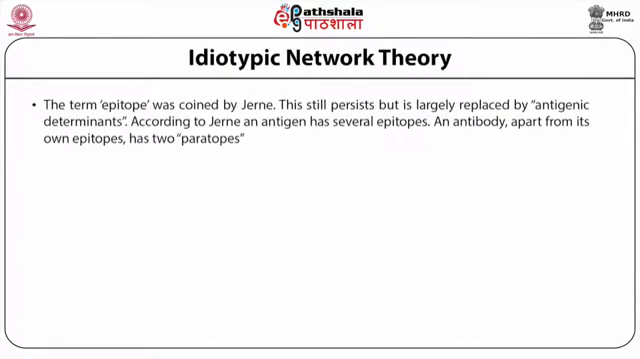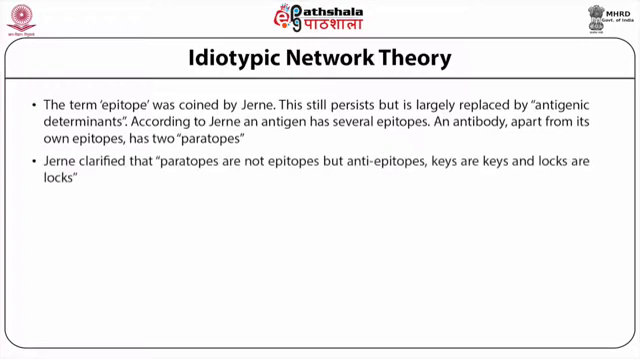The term epitope was coined by Jerne. This still persists but is largely replaced by antigenic determinants. According to Jerne, an antigen has several epitopes. An antibody, apart from its own epitopes, has two paratopes. This term has fallen out of use now, but one may come across it in old textbooks and literature. The paratopes were essentially antigen binding sites on the antibody.